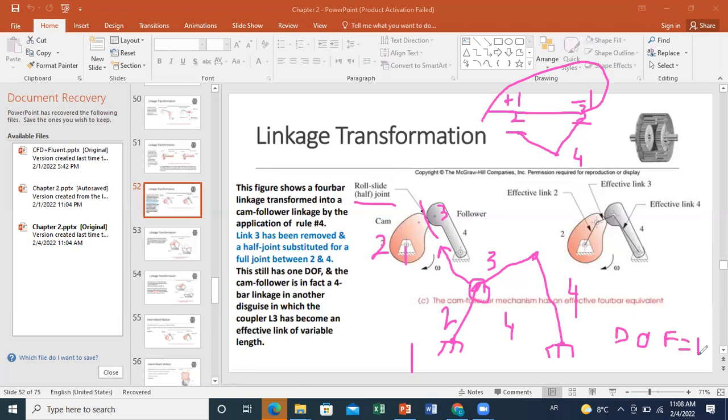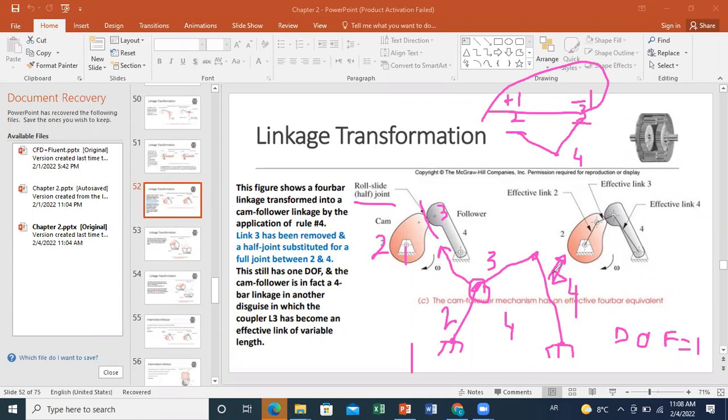How can we make this analogy? To make the analogy, we can try to identify effective links. What do we mean by effective links? As we said previously, an effective link is a link that is not physically present, but we have the same effect as if it was here.